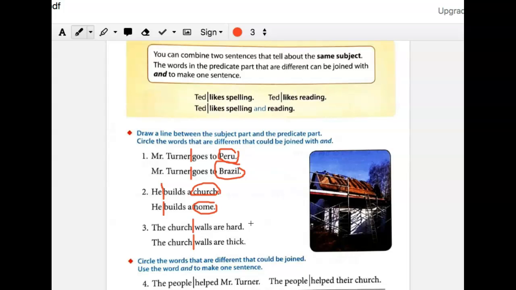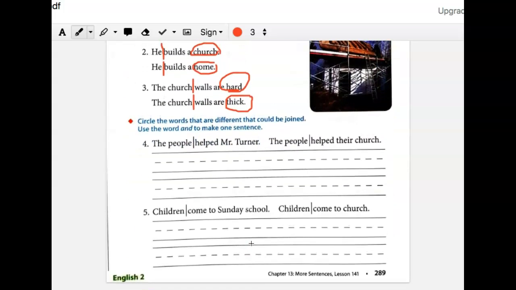Then what are the two words in the predicate part that are different that can be joined with the word and to make one sentence? The two different words are hard and thick. So the sentence now can say, the church walls are hard and thick. Very good. Let's move on.